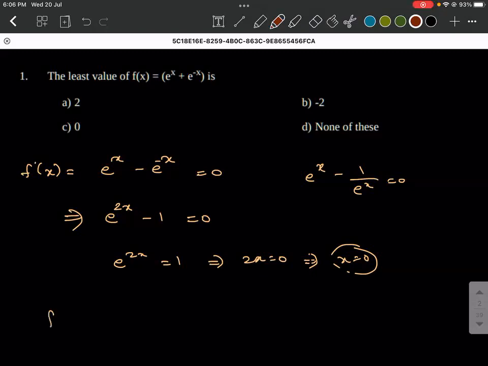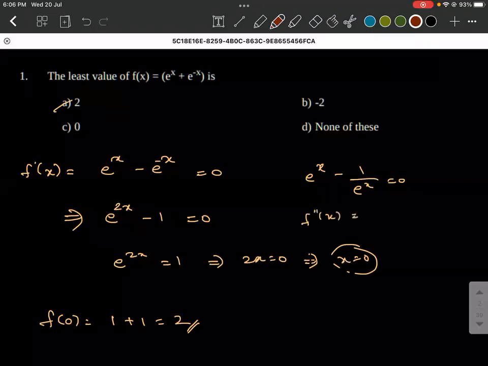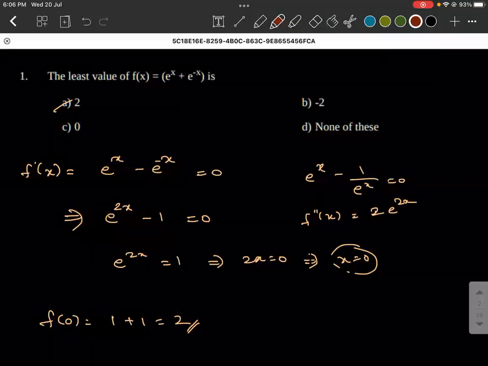So what is f of 0? 1 plus 1. Right? 2 is the answer. But in reality, you're supposed to do the second derivative test also. What is the second derivative test? F double dash of x. That is going to be 2 e power 2x. So since 2 e power 2x, whatever is the value of x you're going to substitute is always positive. So actually, when you put the 0, it is going to be 2. It is greater than 0.